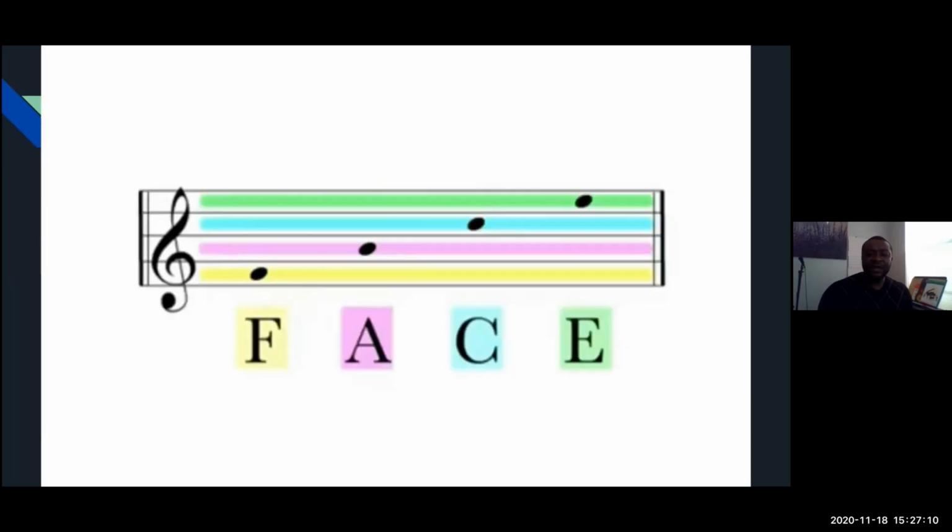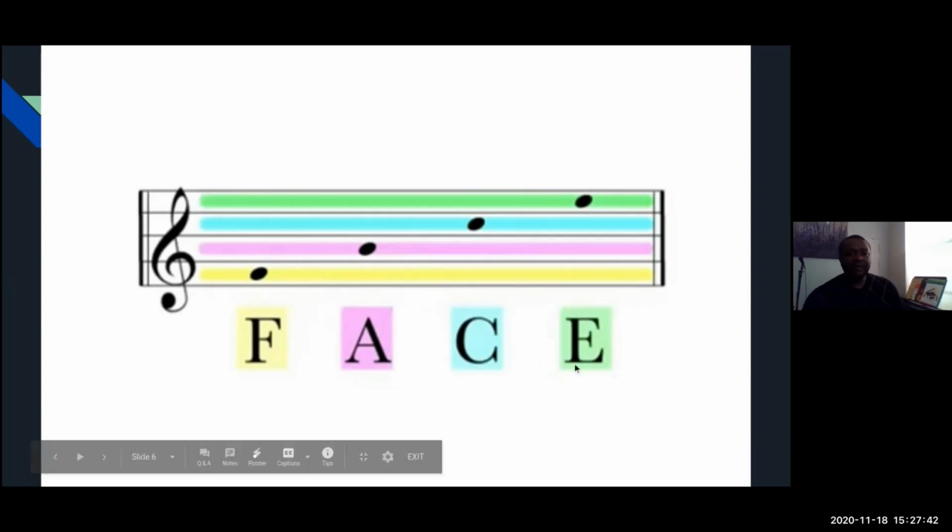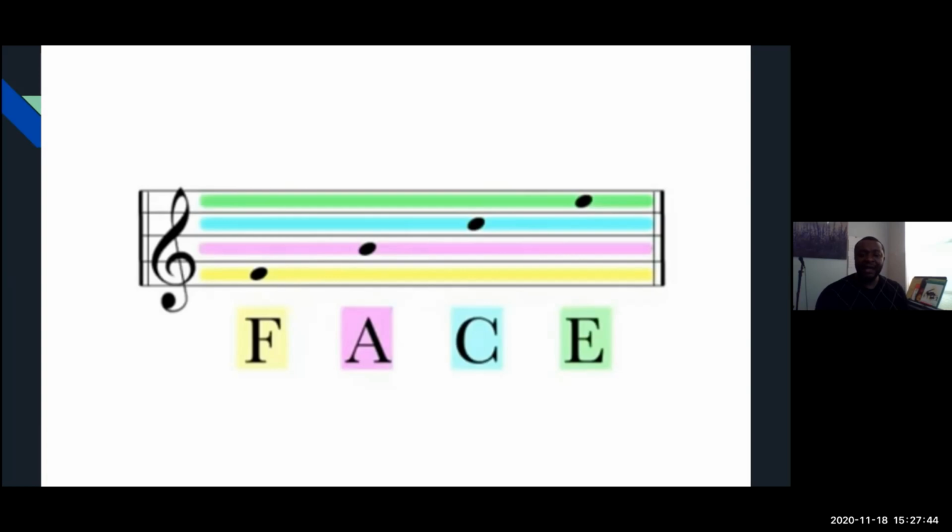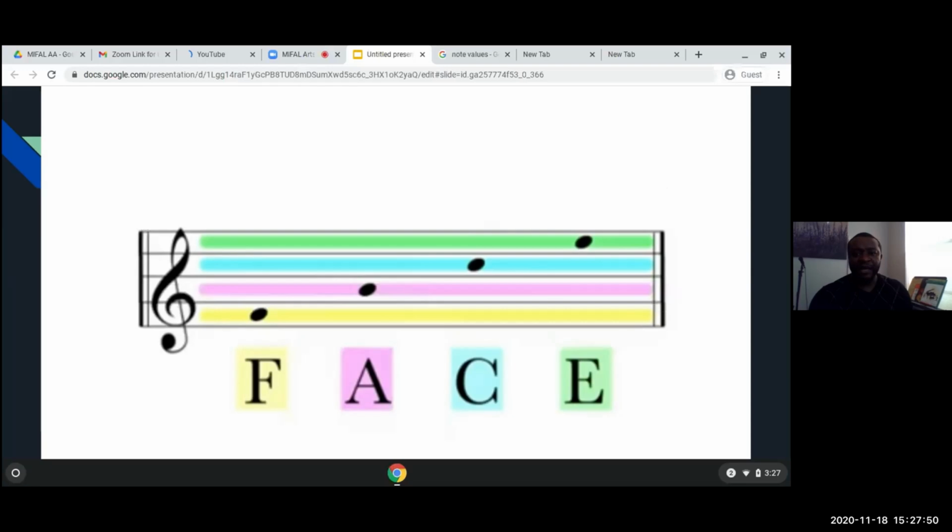All right, if you look at your spaces, the spaces just simply spell out the word face. So your bottom space is F, your second space is A, your third space is C, and your fourth space is E. Okay? So once again, that just spells out the word face. F-A-C-E. Face. Okay? So those are your lines and your spaces. I'm going to slide back so I can see you.